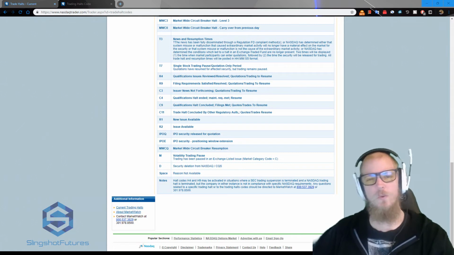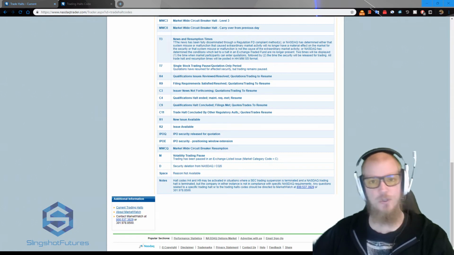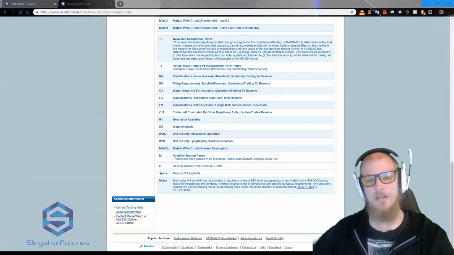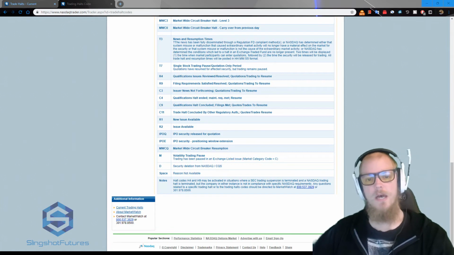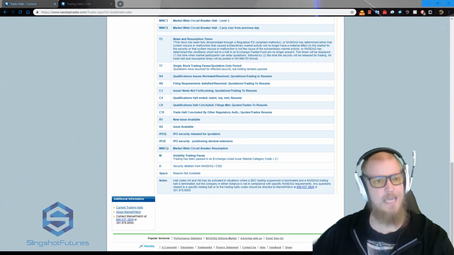LULD halts are usually the ones you're going to see more on the penny stocks or cheaper stocks. You don't tend to see those on the bigger names. So that's kind of how I categorize them personally. LULD usually means that it's on the cheaper end. M usually means that it's on the higher end. That's not a blanket statement, though. That's just a kind of generalization.